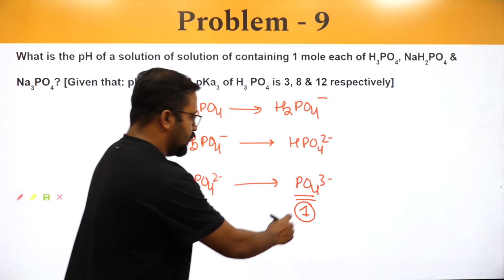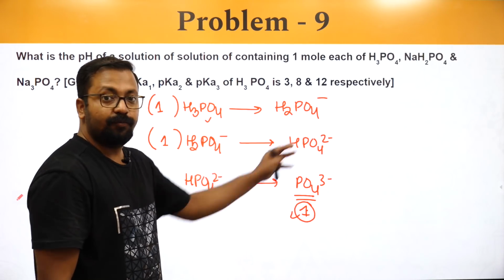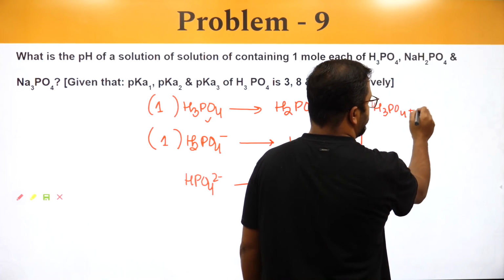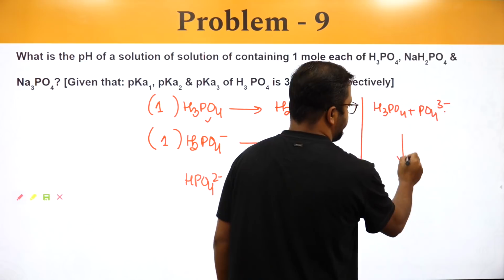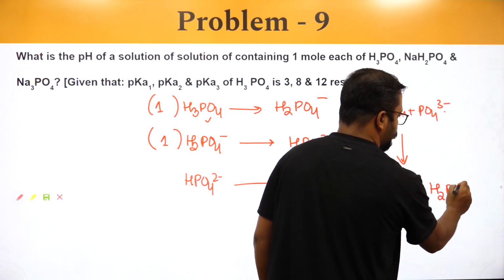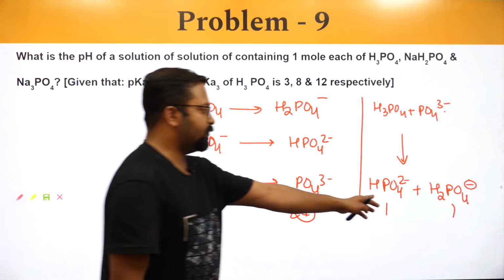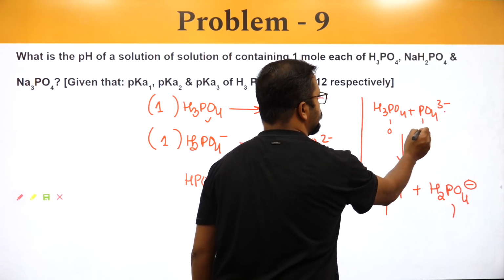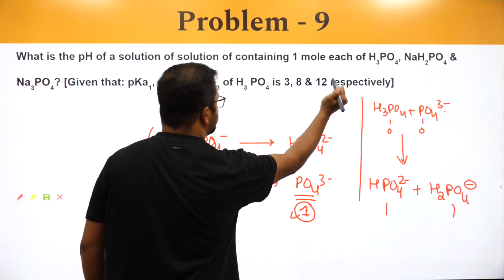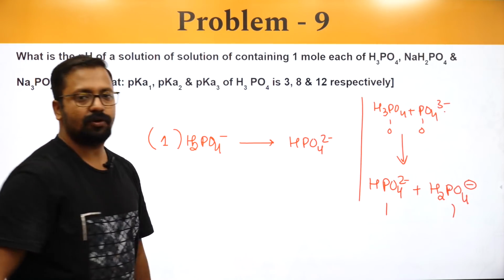Okay, so now 1 mole of this and 1 mole of this will react with each other. If both of them react with each other, what will be formed? H3PO4 plus PO4 3 minus, if they react, it will form HPO4 2 minus plus H2PO4 minus. 1 mole of this, 1 mole of this will be formed. Okay, 1 and 1 will become 0 and 0, and this will be 1 and this will be 1. So this is completely gone. PO4 3 minus is gone.